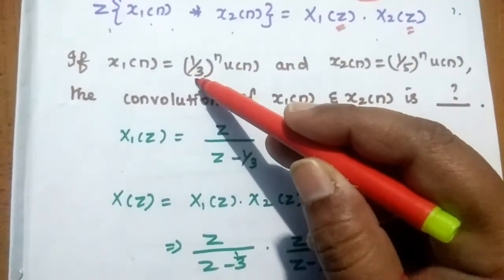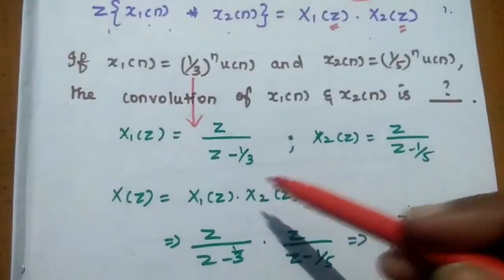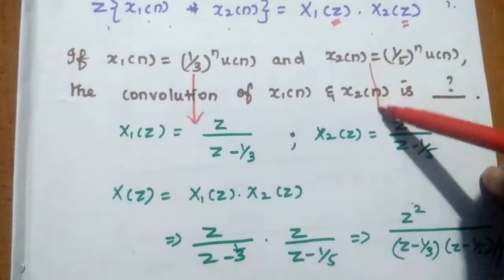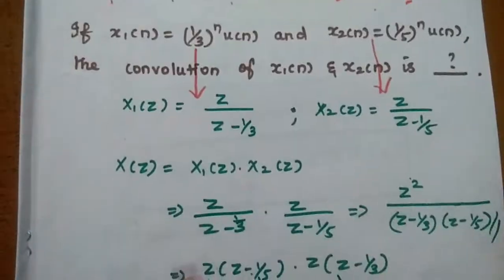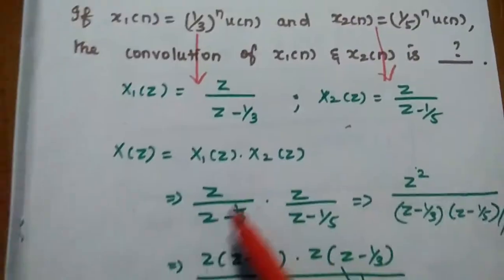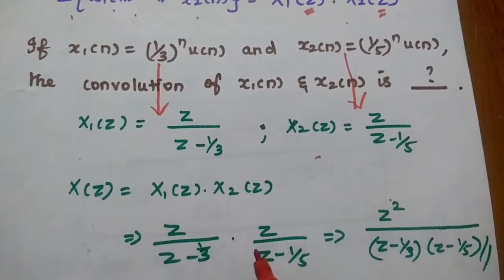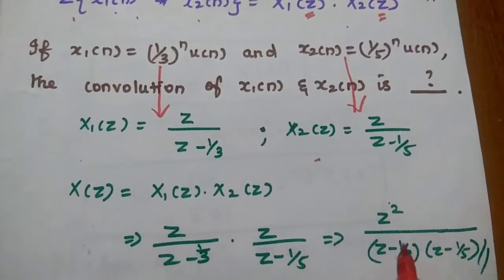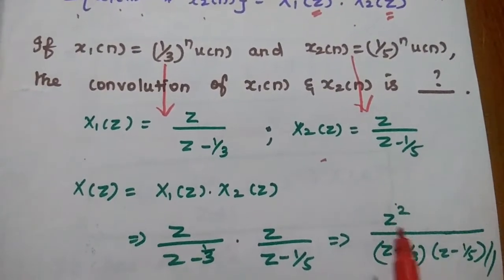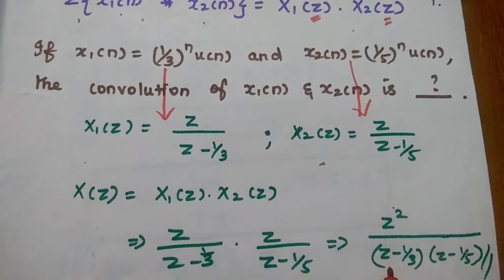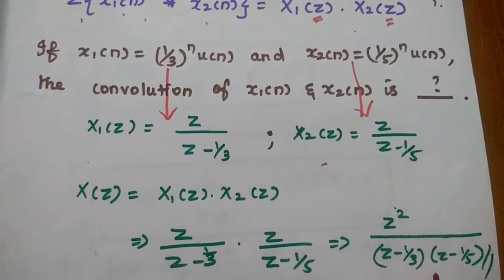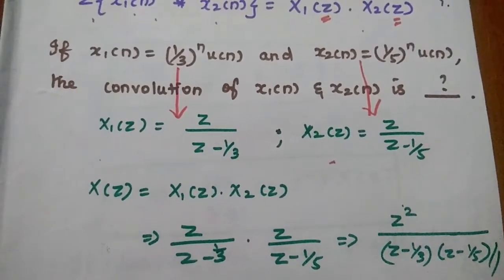So for this x1 of n, we have to find out its z transform. For this x2 of n, we have to find out the z transform. So finally, we are going to multiply these two together. So z divided by z minus 1 by 3 into z divided by z minus 1 by 5. The answer is z squared divided by z minus 1 by 3 into z minus 1 by 5.